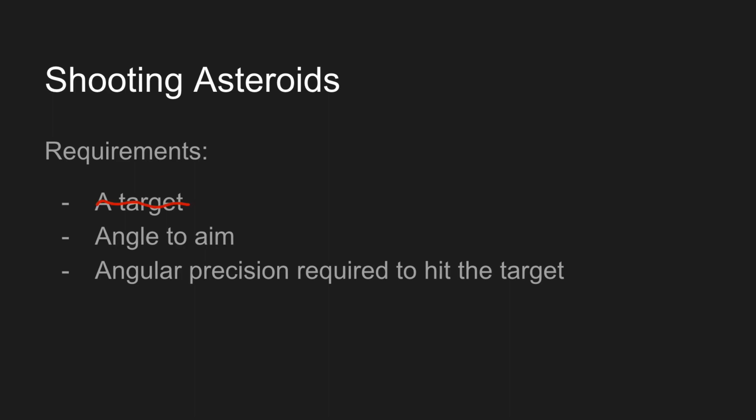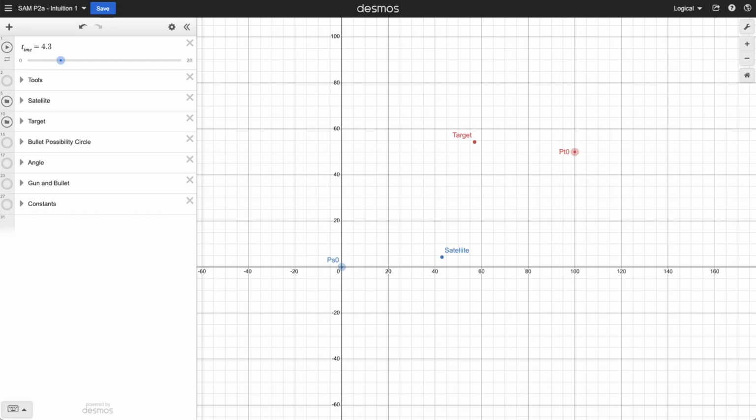As in Part 1, I will keep targeting very simple by selecting the closest asteroid to our satellite. The next requirement is the angle to aim. For that, we will be doing some math. Okay, before we do any math, we need to discuss the math that we'll be doing. Our goal is to find the angle to fire a bullet from the satellite that will hit the target.